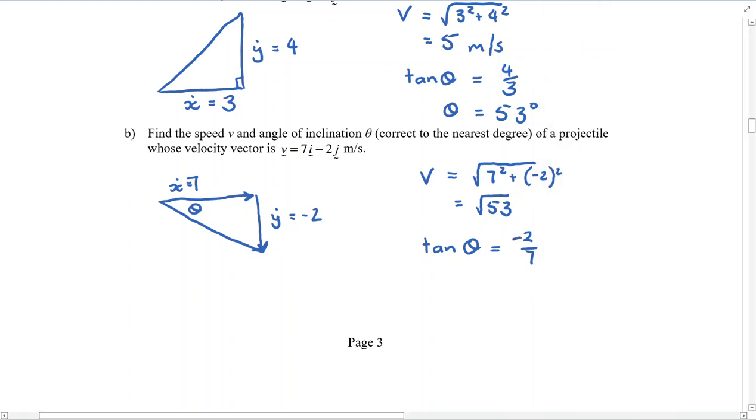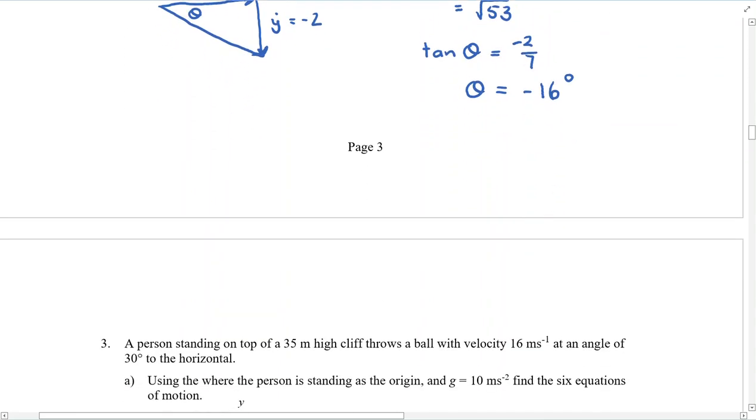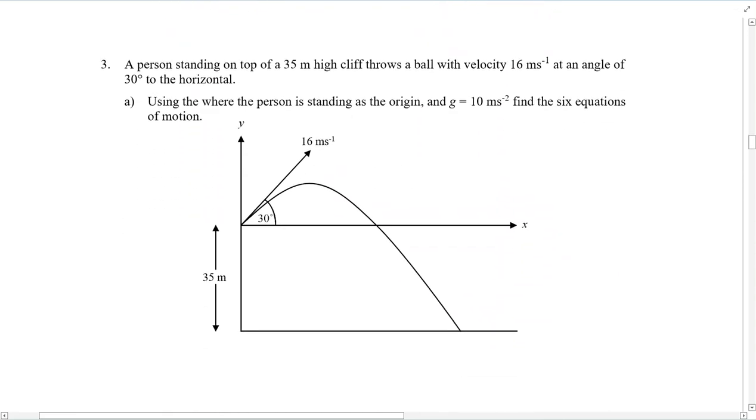Yeah, as long as you know what your calculator's doing. I guess it's fine for tan, because tan's okay. If it was sine, it probably would have given me the obtuse angle, but tan's fine. So that gives me a negative 16 degrees, rounding it to the nearest degree. Right. Okay. Now, those are a couple of little questions.